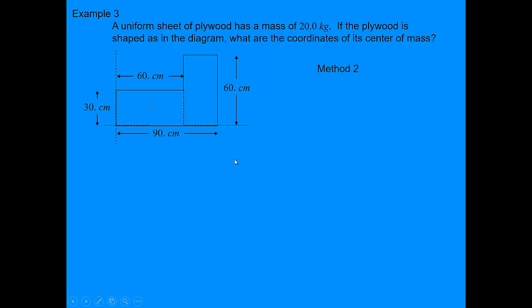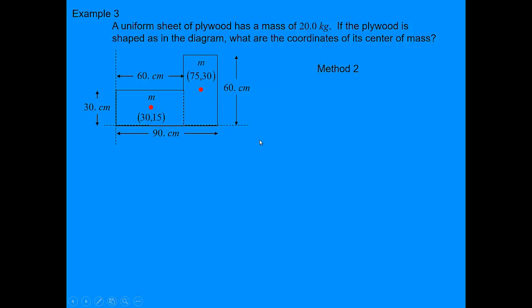Now the center of mass of this rectangle is, of course, right in its center, which is 30, right? This is 60 long, right? So it's 30 comma 15. The center of mass of this one is in its center. Oh, sorry, I'm going to call that M. Center of mass of this one is in its center, which would be 60 plus 15, or 75, right? Up 30. And this would also be M.